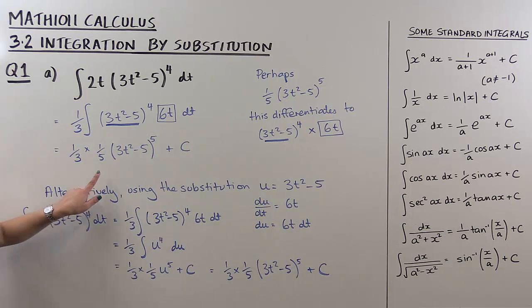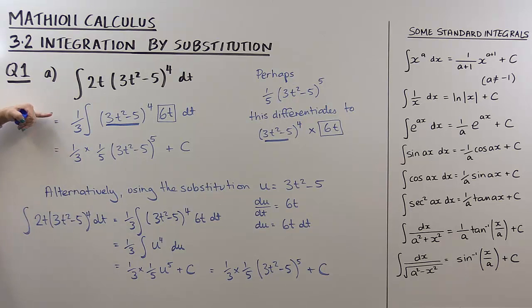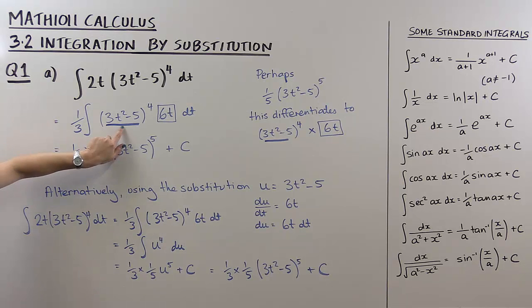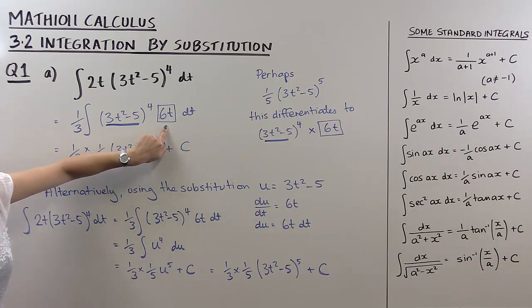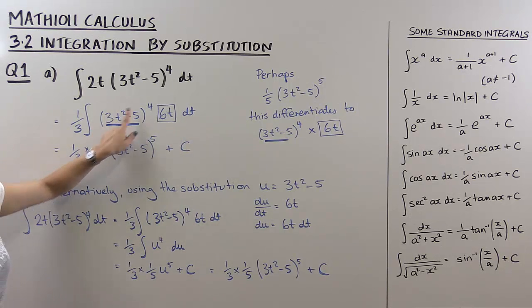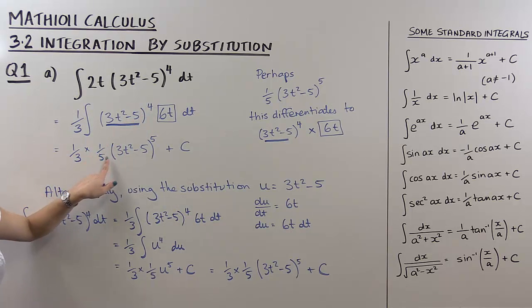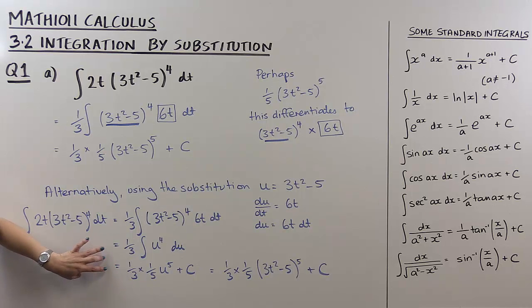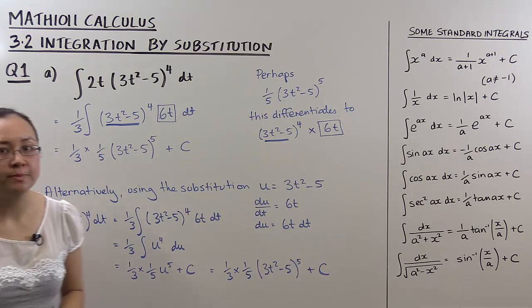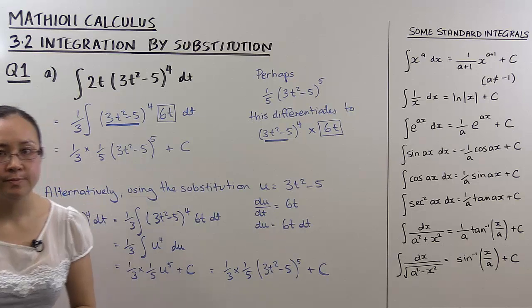So you can see that the process is essentially the same, but with the substitution, we're more formally going from this step to this step by letting u be 3t squared minus 5 and noticing that all of this is just du. And to integrate a power of 4, we just have 1/5 times that to the power of 5. So this is just more formally doing it with a substitution, but it's the same idea.